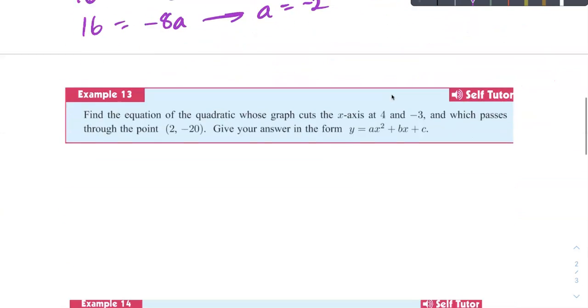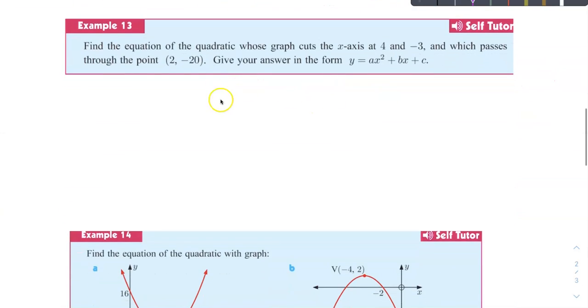Next one. Similar idea, but now more in word problem form. Find the equation of a quadratic whose graph cuts the x-axis at 4 and -3. That's another way of saying that these are x-intercepts, and which passes through the point (2, -20). So there's our point. That's how we're going to find our a, by plugging in our x and our y. Now it's not the y-intercept, but we just need any point. So we're going to do what we always do.